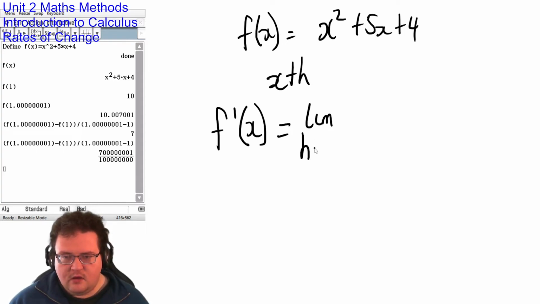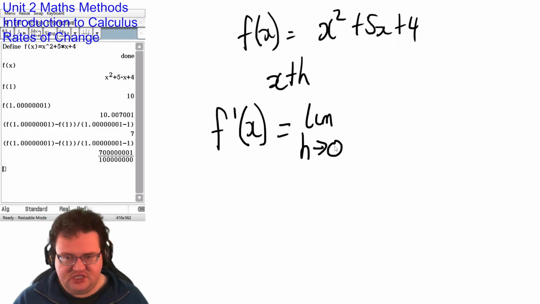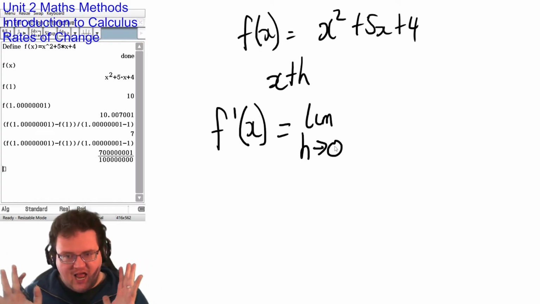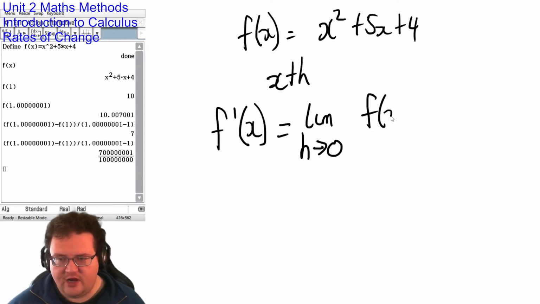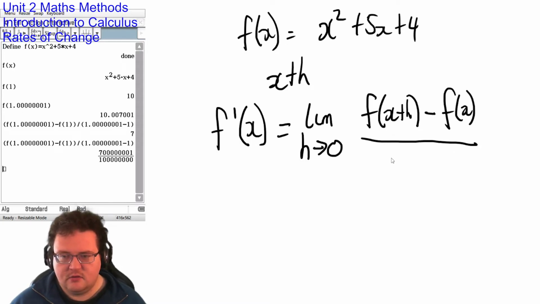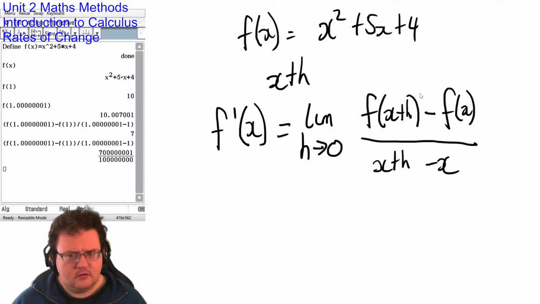Now, I'm going to put in here, this is a concept called a limit, where the equation will repeat itself infinitely many times until h approaches 0. So that's all I'm saying. I'm just saying that h is going to be infinitely small. And then what I'm going to do is write the actual formula that I need to write. F of x plus h minus f of x divided by x plus h minus x. Can I simplify that? Yeah, the x's cancel. So I've got x plus h minus x, those x's go away. So I'm left with f of x plus h minus f of x, all divided by h.